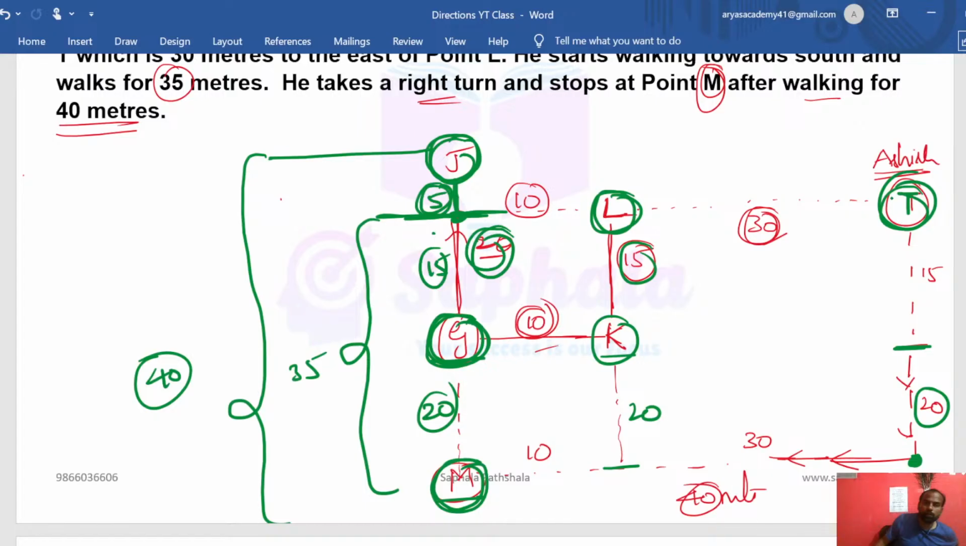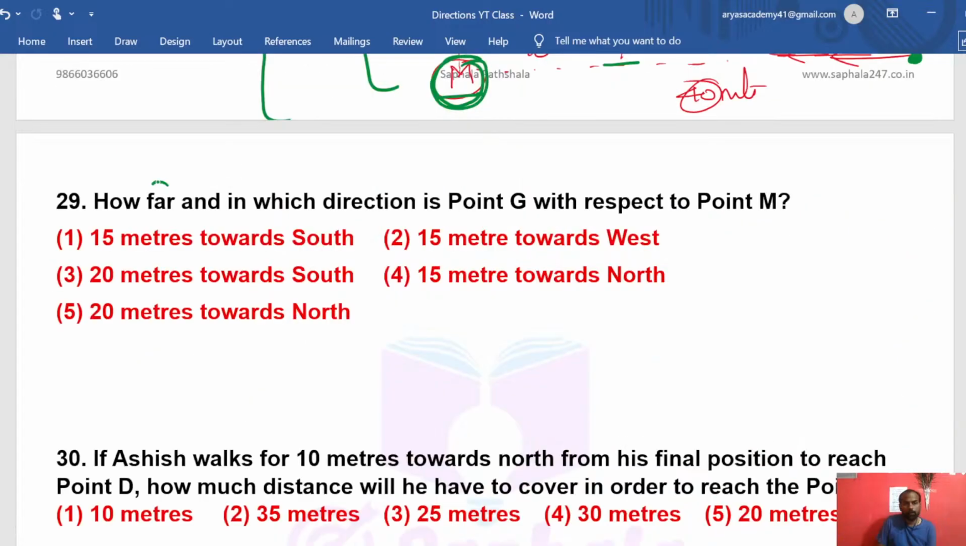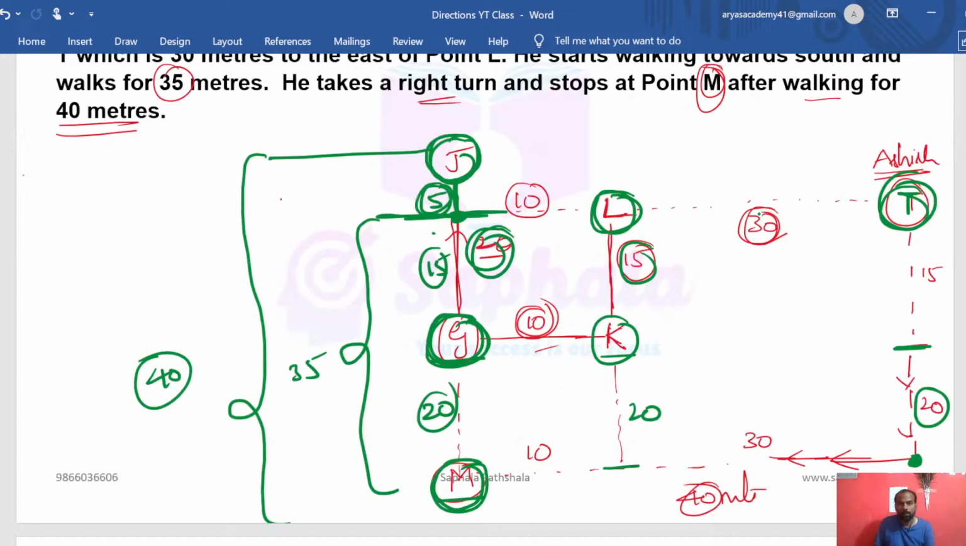So let's solve the 29th. First of all, what is the distance, he is asking, and in which direction is point G from point M? So from point M, what is the direction and distance of point G? Very clear, they are in a straight line, no? So this is G and this is M. I have already written distance 20, and G is in which direction of M? North. So the answer is 20 meters towards north.